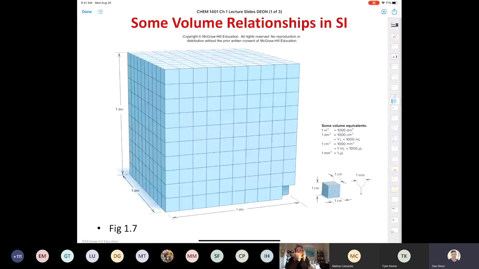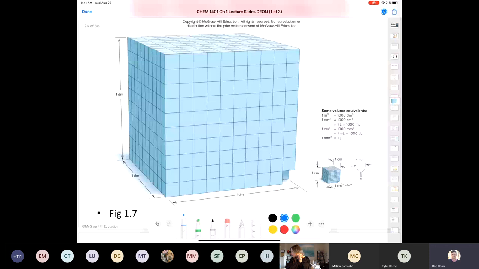This picture here just shows you some volume relationships in the international system of units. If you look at the really small length down here, this is a millimeter. This is probably not to scale on your screen. It's just to give you an idea of how big a cubic centimeter is versus a cubic millimeter versus a cubic decimeter. There are roughly 2.5, precisely 2.54, centimeters in 1 inch. This right here represents 1 centimeter, and you can see that 1 centimeter has 10 millimeters in it, because if this is a millimeter, we have 1, 2, 3, 4, 5, 6, 7, 8, 9, 10.